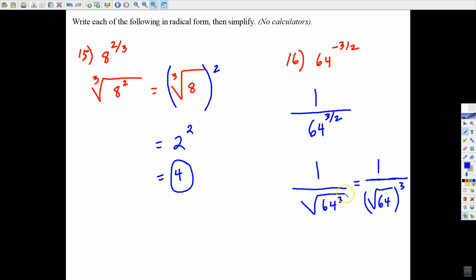You see how it looks really complicated without a calculator, but when we break it up like this, which is an equivalent form, it's not so bad. It's the same thing as 1 over the square root of 64, which is 8, cubed. And if you can't use a calculator, 8 times 8 is 64, and then you're just doing 64 times 8, which is 512. And that is the 2-part answer for number 16.